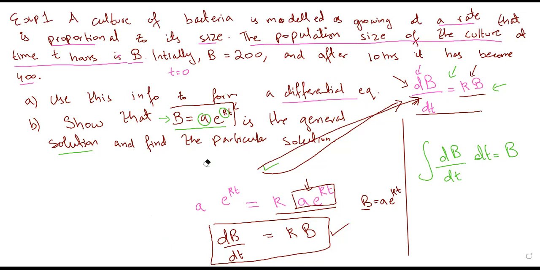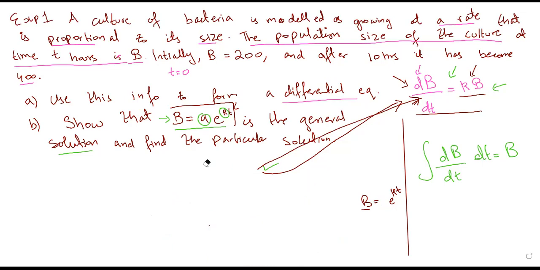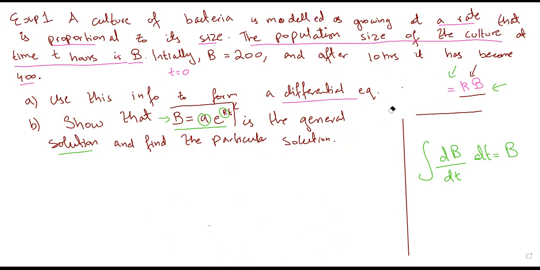So we have showed that this is the general solution. But what is the next part? We need to find the particular solution. And how do we find the particular solution? By finding out the values of constants which we have in the general solution.